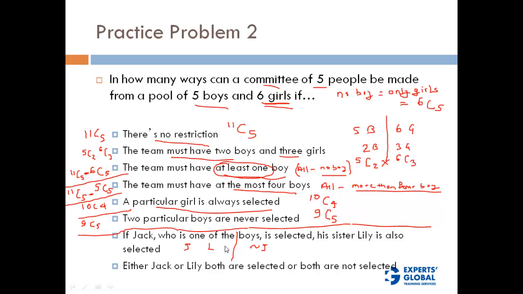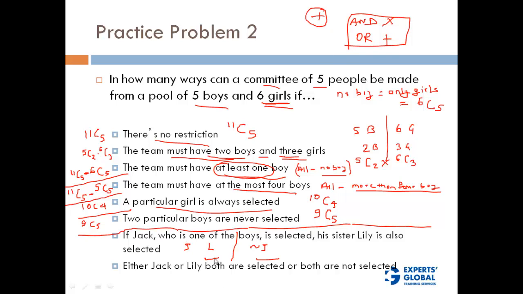Now we'll see that these cases are related to each other, in the sense that either this case will happen, or this case will happen, right? So whenever you have an OR kind of situation, you add the number of combinations. Whenever you have an AND kind of situation, for example here, the team must have 2 boys and 3 girls, right? This is an AND, so you multiply. See here we are multiplying the number of cases. Just remember this: whenever you have AND, you multiply; whenever you have OR, you add them.